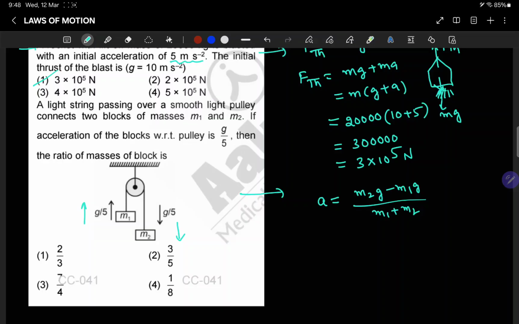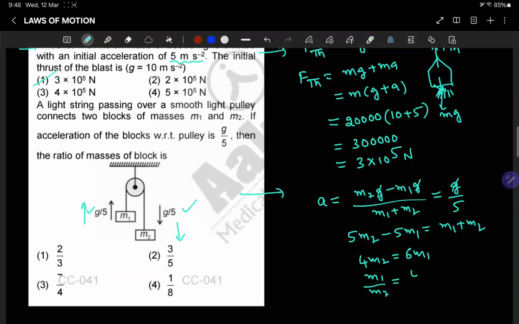Net acceleration given in the question is g by 5. This A equals g by 5, given in the question, students. What is the ratio of masses? Now here acceleration due to gravity g is cancelled. So by cross multiplication, 5m2 minus 5m1 equals m1 plus m2. Now here 5m2 minus m2 is nothing but 4m2, equals minus 5m1 plus m1 on the right side, which is nothing but minus 6m1. I think further simplification you know very well.